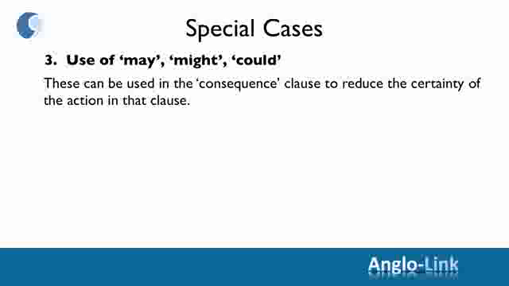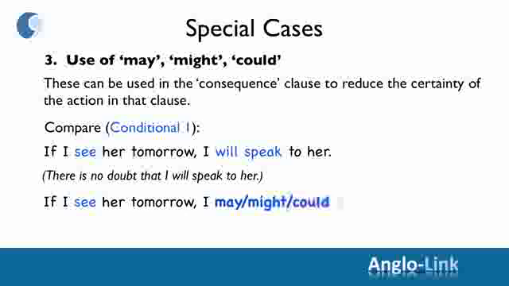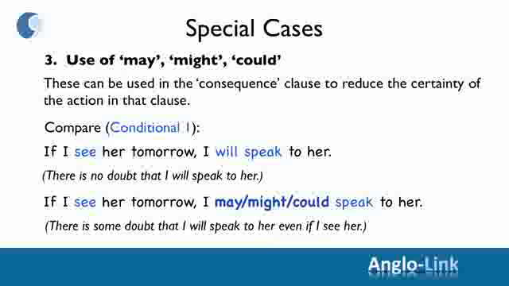Let's look at some examples in each conditional. For example, in conditional 1, let's take the sentence, if I see her tomorrow, I will speak to her. This means that there is no doubt that you will speak to her if you see her. Now look at the sentence, if I see her tomorrow, I may speak to her, or I might speak to her, or I could speak to her. This means that there is some doubt that you will speak to her, even if you see her. So we have reduced the certainty of the action in the consequence clause.